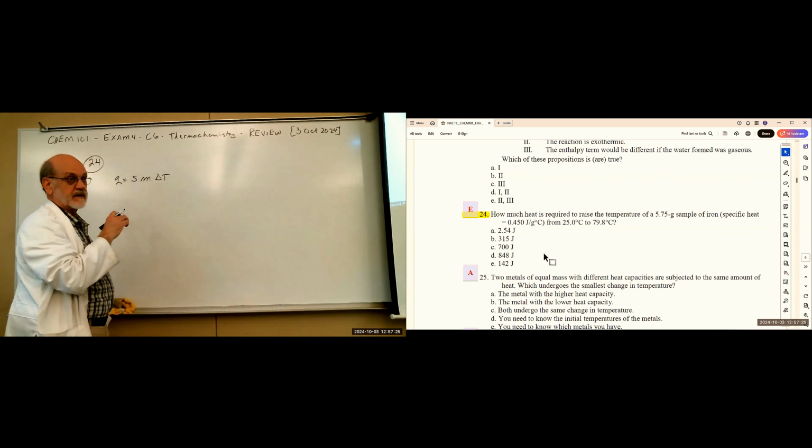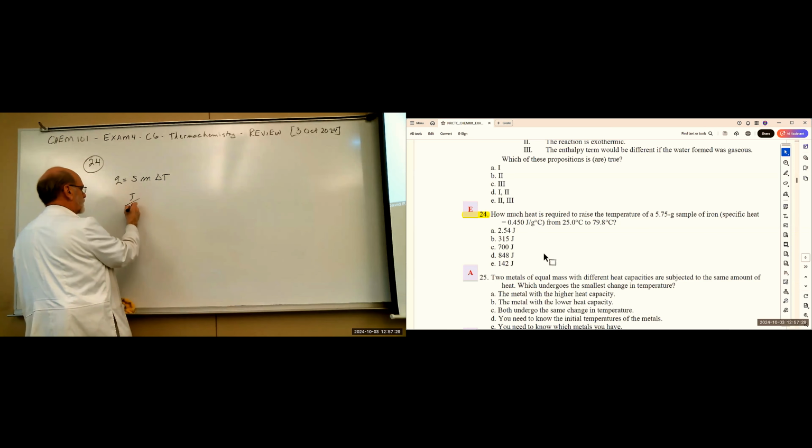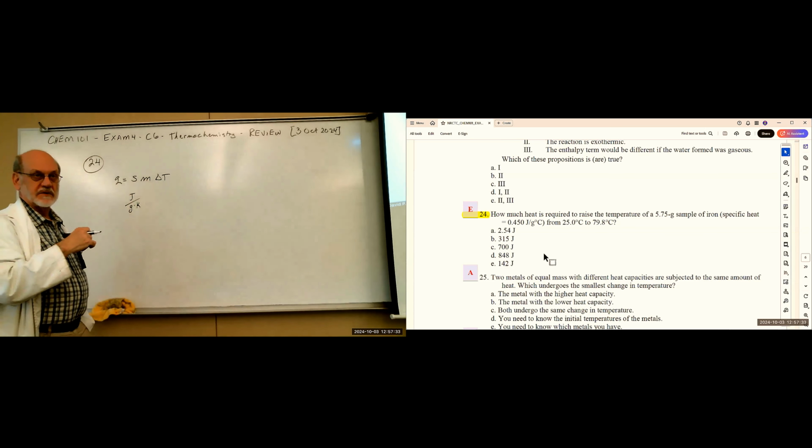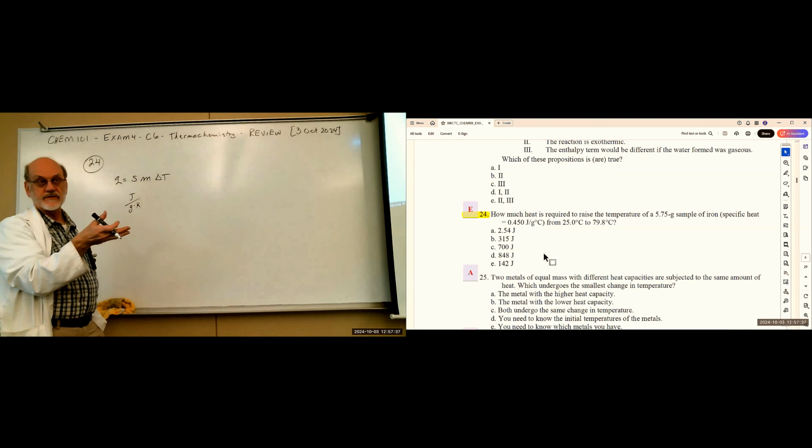Sometimes the specific heat is listed as joules per gram K. But the value is exactly the same as if you use degrees C.